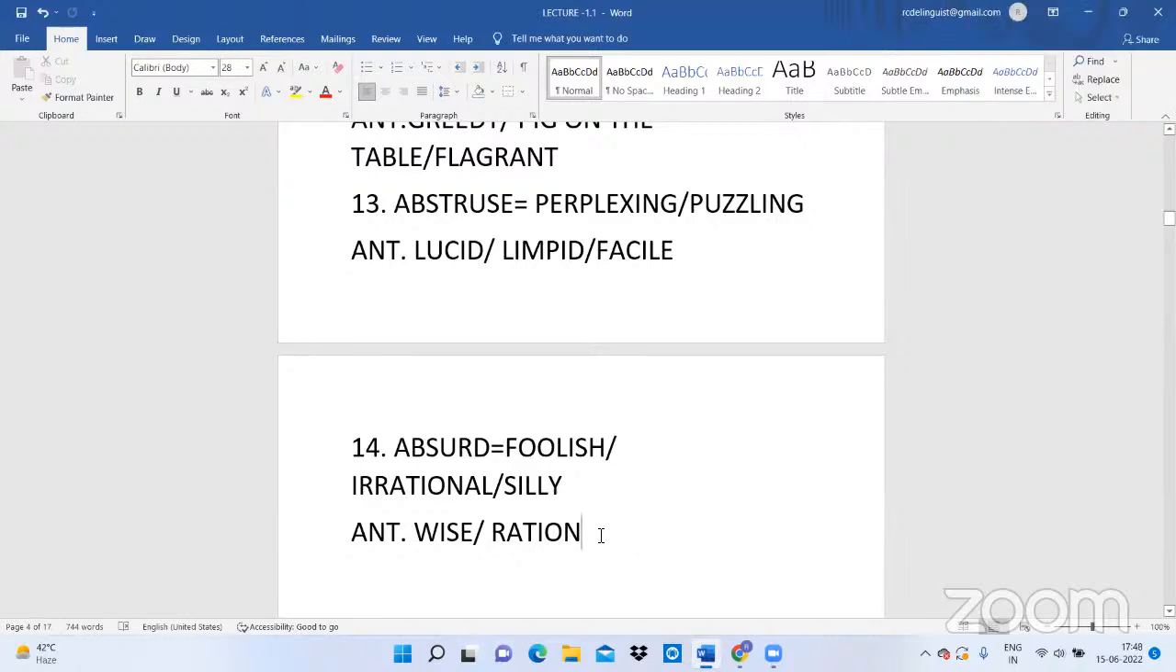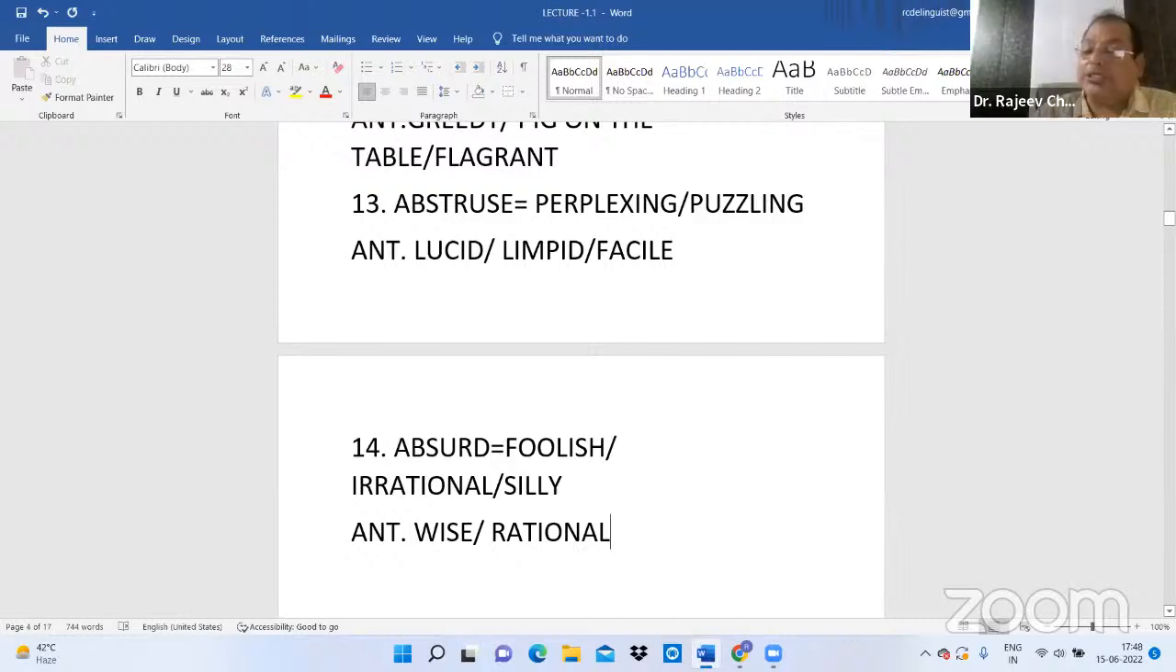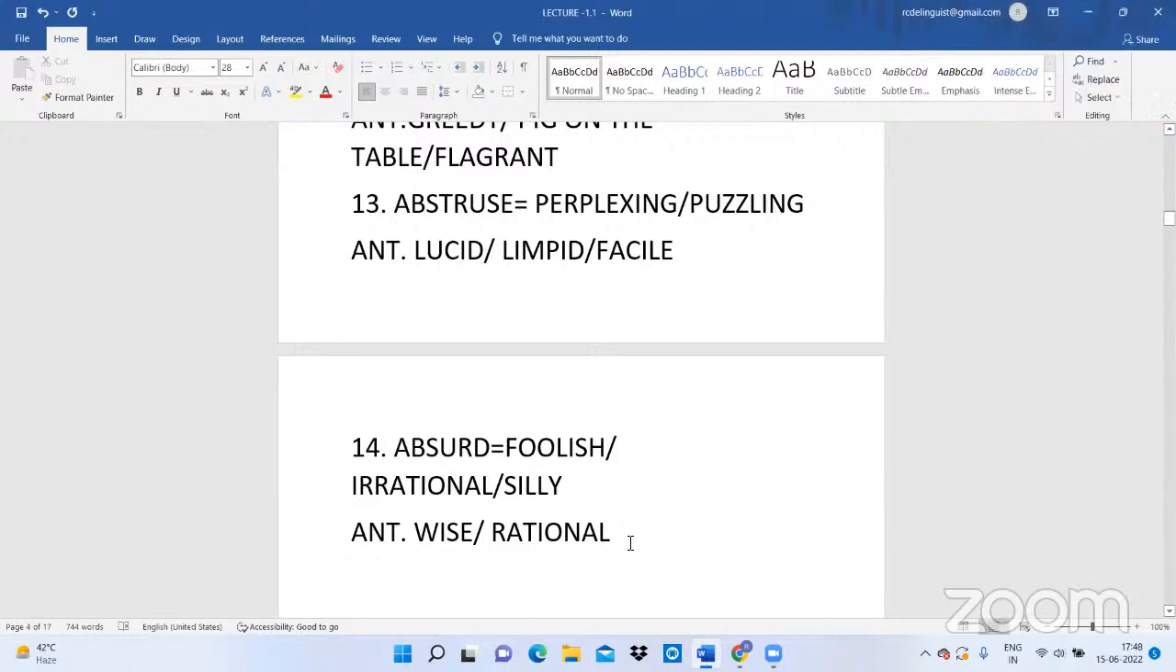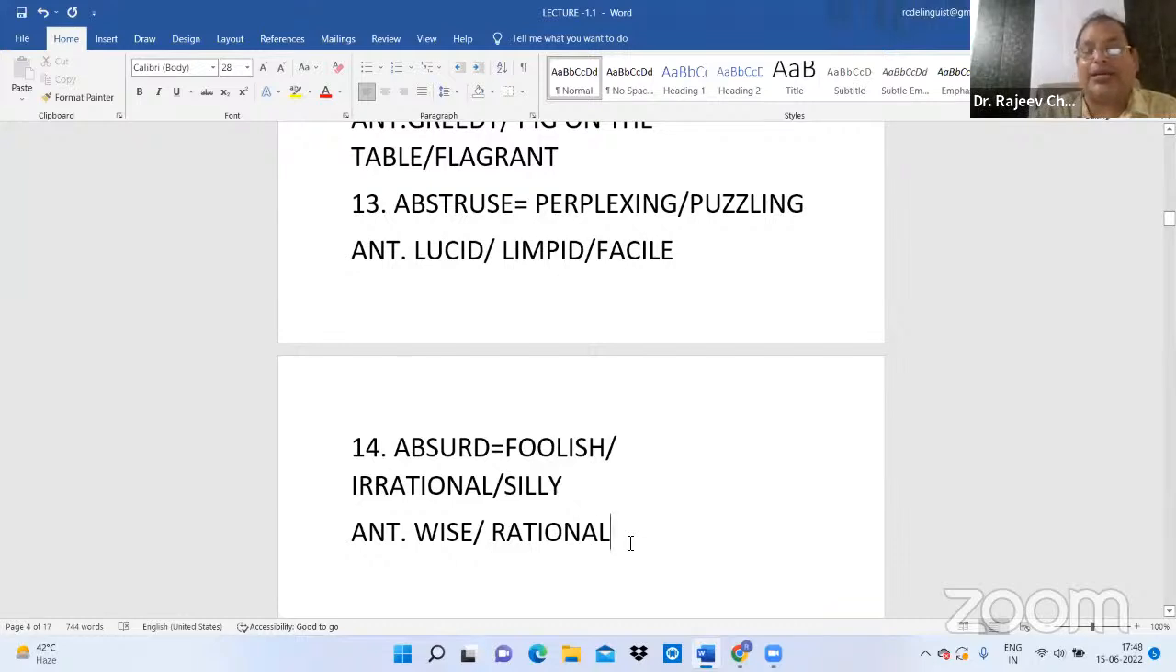Sir, great. Rational means sensible ho sakta hai, sir? Rational means logical ho sakta hai. Tarkik ho sakta hai. Progressive. Jisme arth ho, kisi cheez ka arth ho, wo vyarth na. Okay. To vyarth hai, aur jisme arth hai, that is called rational.